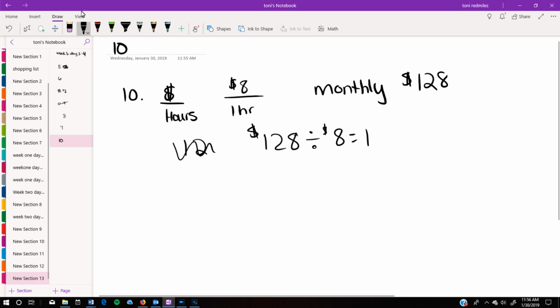16? I don't think that's right. Where did I get 16? Let's go ahead and do it the old-fashioned way, because my answer, I think, is wrong. Oh, no, it's not wrong. I did it in my head wrong. So, yes, it is 16. So she worked 16 hours in a month to be able to rack up all that money she made.